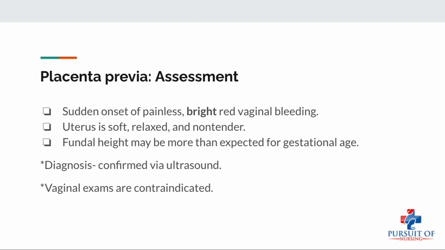Placenta previa's characteristic of painless is going to be key: painless, bright red vaginal bleeding. The uterus is going to be very soft, relaxed, and non-tender. And the fundal height may be more than expected for gestational age. So diagnosis of placenta previa is confirmed via ultrasound. It's usually diagnosed about halfway through pregnancy. And then vaginal exams are going to be contraindicated for this patient. Again, with placenta previa, you're going to have painless, bright red vaginal bleeding. The uterus is going to be very soft and relaxed.